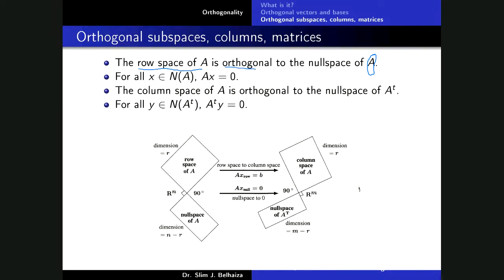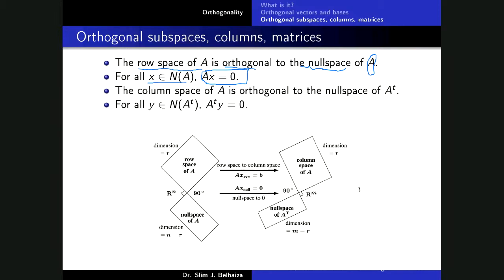Why is that? Because for every x in the null space of A, I'm pretty sure that I'll have Ax equals 0. And this defines orthogonality, because Ax equals 0. So, in fact, every row of A is orthogonal to x. You got it? Every row of A is orthogonal to x. So the whole row space is orthogonal to x. Or in other words, the row space of A is the set of all vectors orthogonal to the null space. Got it?